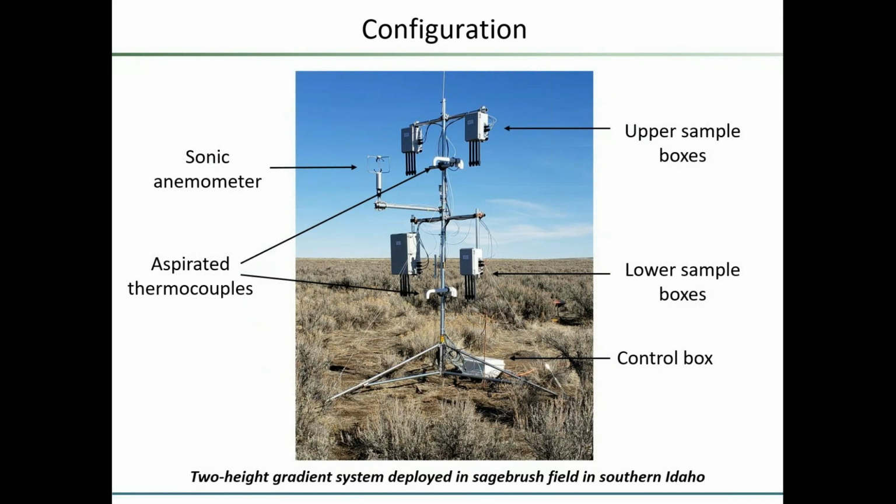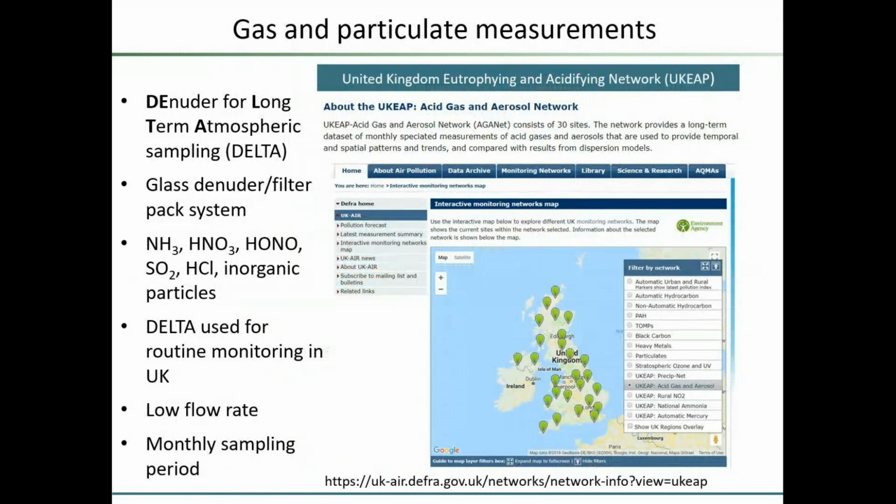You can also see the aspirated thermocouples there that we use to calculate the temperature gradient. And off to the side, you can't see it, but we have a short mast where we're measuring solar radiation, rainfall, surface wetness, and we have some sensors in the ground for soil temperature and soil moisture. But that's what the gradient system looks like as deployed currently in the field.